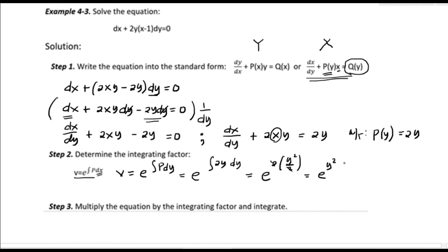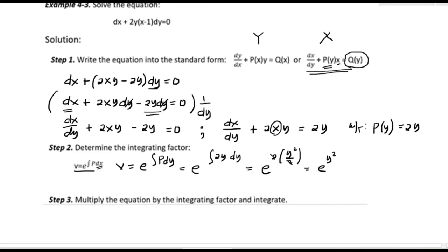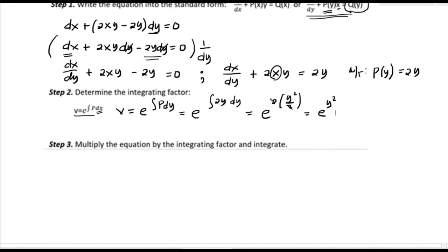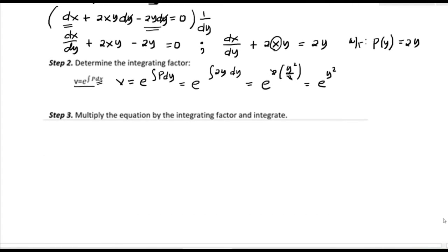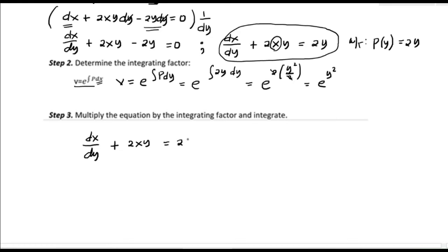After getting the value of the integrating factor, we are now going to proceed to step 3, which is to multiply the equation and then integrate. Our equation is dx over dy plus, I'm going to copy this equation, plus 2xy is equal to 2y. Multiply this by the integrating factor, which is e raised to y squared.